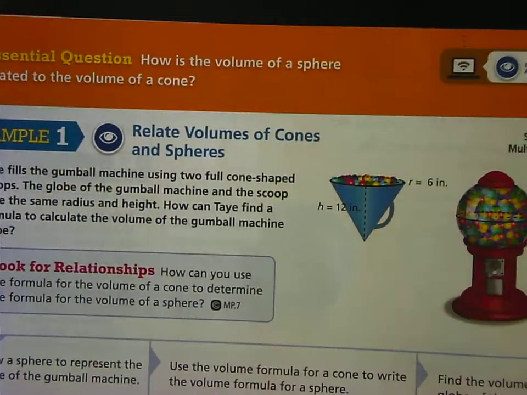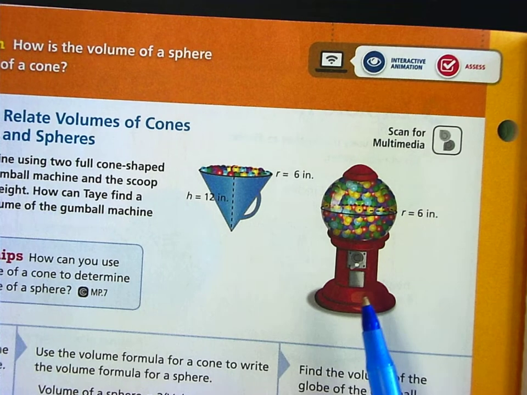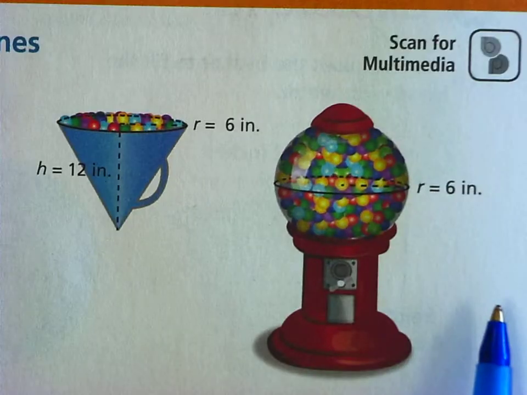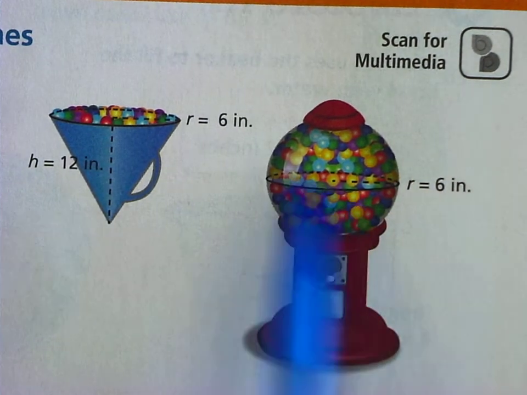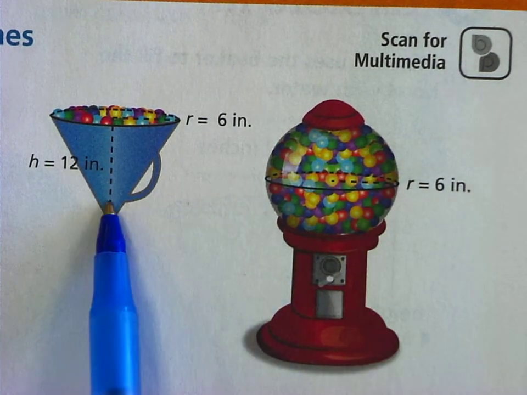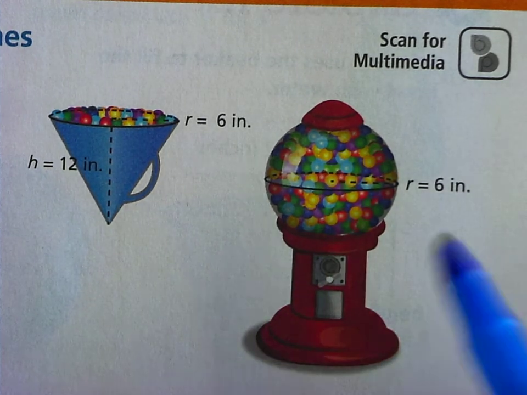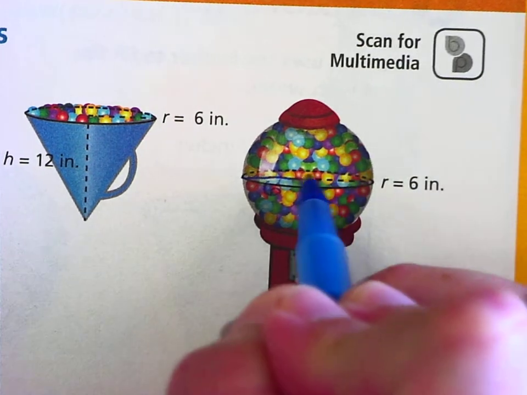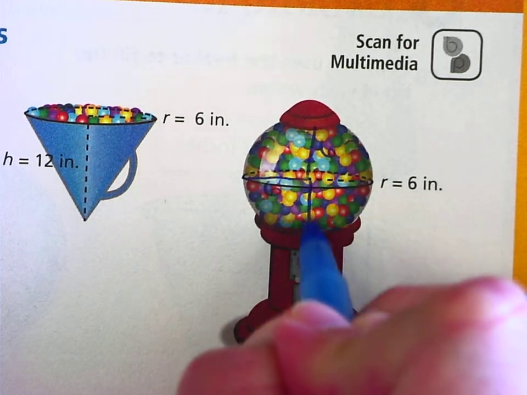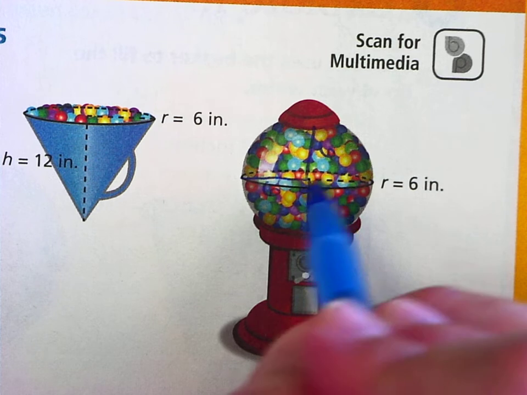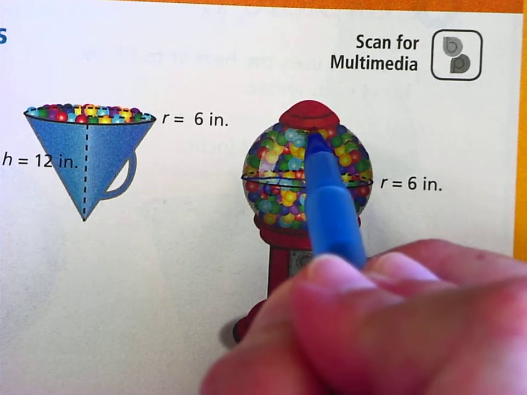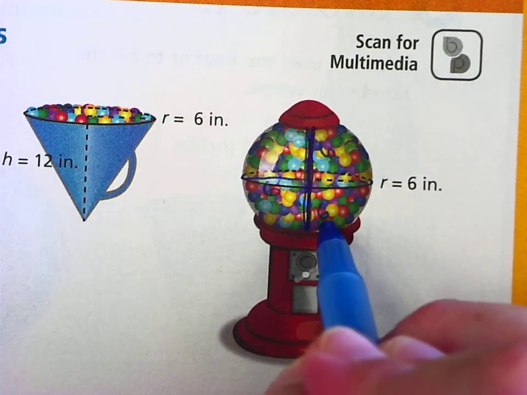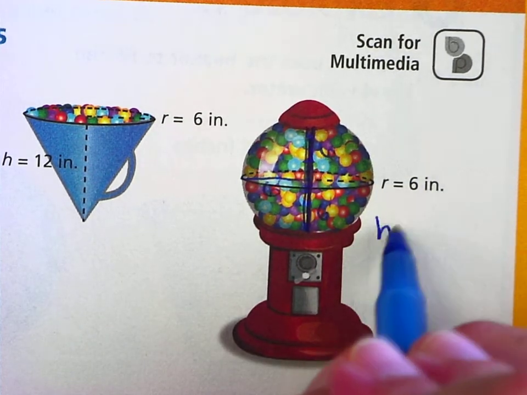Volume of a sphere is twice what the volume of a cone is if they have the same base and height. So they have these two, a cone and a sphere, with the same radius. Radius is 6. This height is 12, but I don't see a height here. So let's take a look at the height. If this radius is 6, that means this radius is 6, and this radius is 6. All the radii are 6. If you add these two radii together, 6 plus 6 is 12, so that means your height is 12.